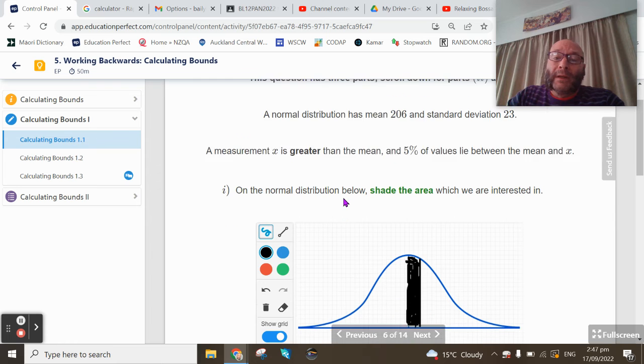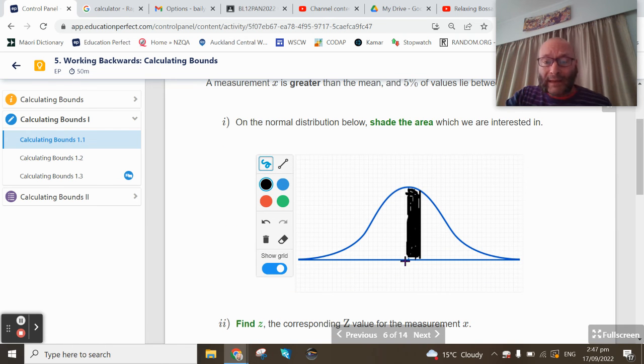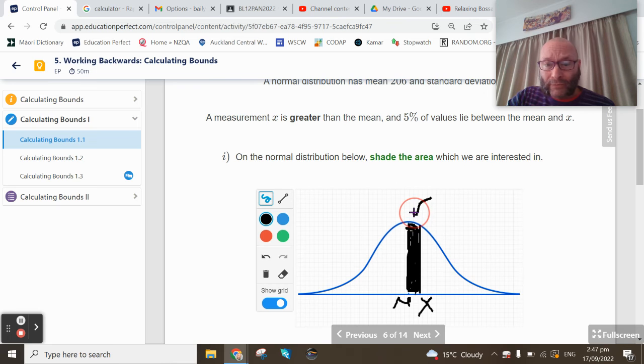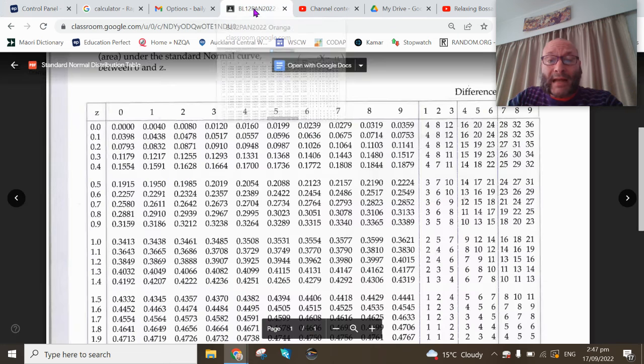Let's get into it. So on the normal distribution below, shade the area we are interested in. Well, if we know right there is the mean, and here is the x value, then if 5% of the values are between the mean and x, right in there is the 5%. So that would be the shading. Now, since we are starting at the mean and going to an x value, that means that the table is going to give us the answer straight away.